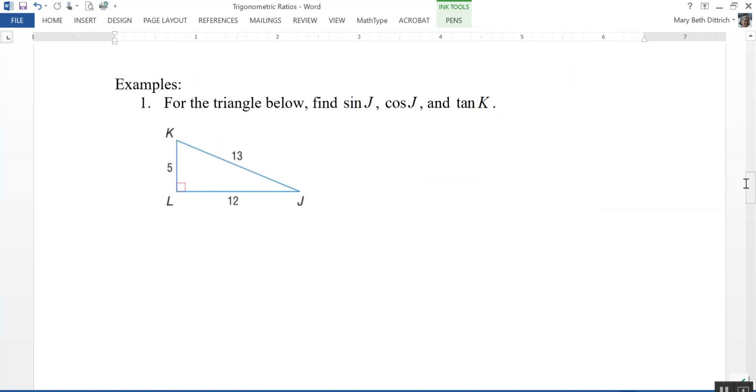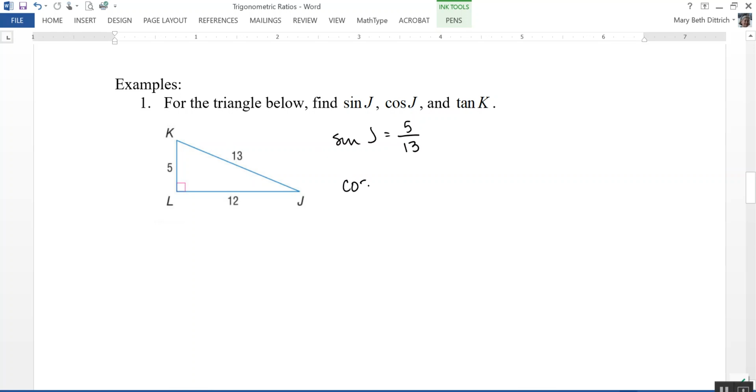For the triangle below, I need to find the sine of angle J, the cosine of angle J, and the tangent of angle K. To find the sine of angle J, I'm going to imagine I'm looking at angle J, and I'm looking for the opposite and the hypotenuse. The side that is opposite angle J is 5, and the hypotenuse of this triangle is 13 because it's opposite the right angle. So the sine of angle J is 5 over 13.